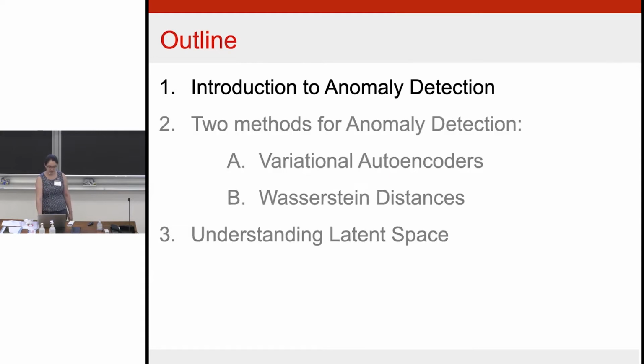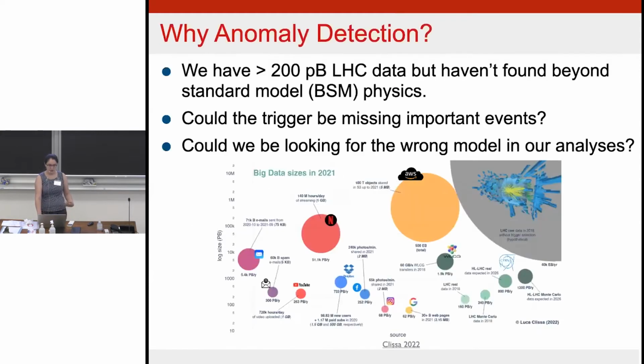So first, an introduction to anomaly detection. So kind of as we've already discussed, there's two reasons in high energy physics that anomaly detection is so useful. One is we have such a large quantity of data and our trigger could be missing things, as we heard in the first talk. And the second is we could potentially be looking at the wrong model. Even if we're saving all of the right data, there are an infinite number of models to possibly look for, and it just takes so much time and effort for experimentalists to look for any given model. We can't independently look for all of them.